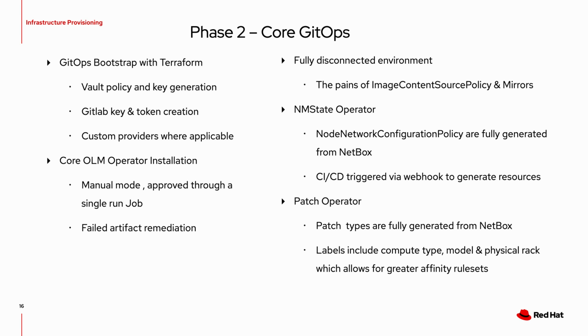Jerrad touched on the fact that we use NMState operator, and that's been fantastic for us. Everything is auto-generated through CI/CD pipelines for all of our VLANs, for all of our tenants, and it's worked flawlessly for us. We also use a patch operator to label every single node with its capabilities based off of the data that's in NetBox. So these are all, once again, generated through a CI/CD pipeline and webhooks that come in, labels, physical racks, all that kind of stuff, so that we can ensure affinity across racks as well.